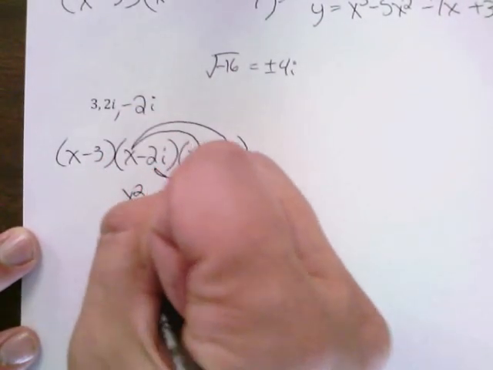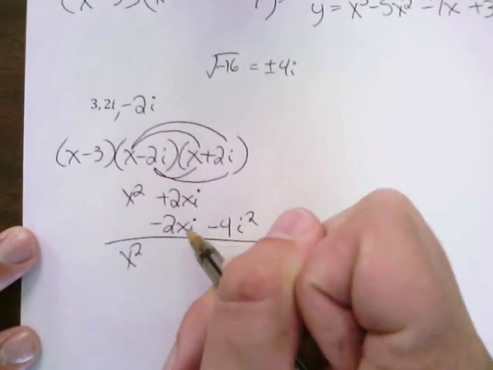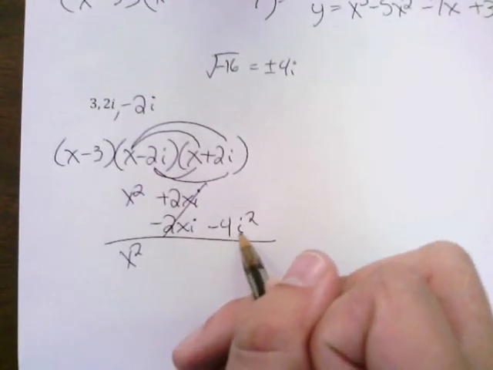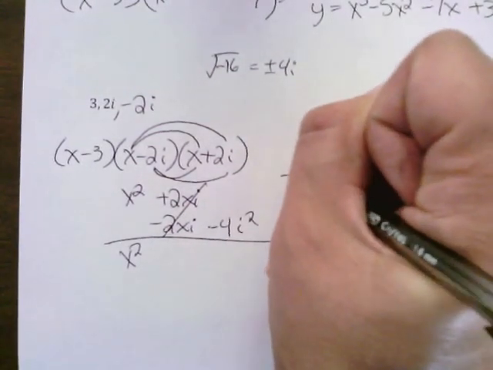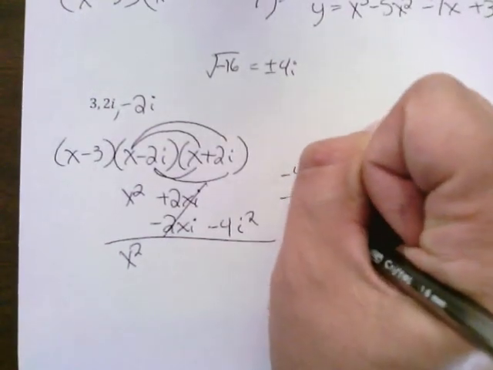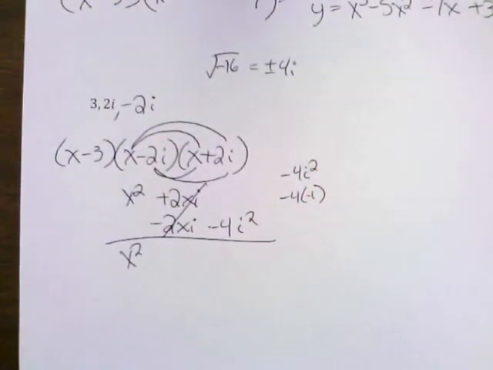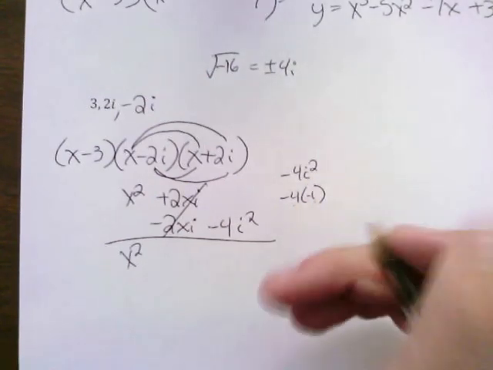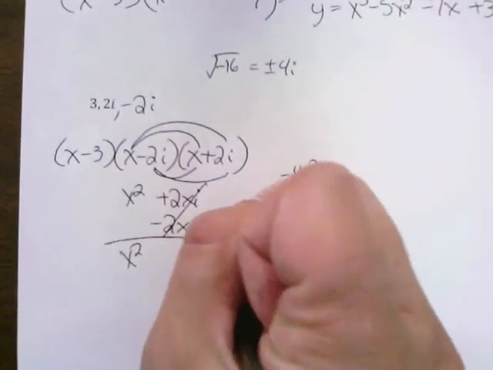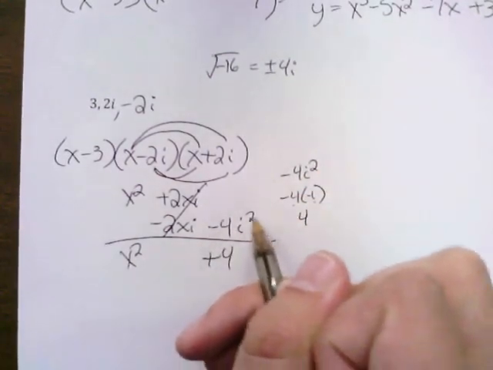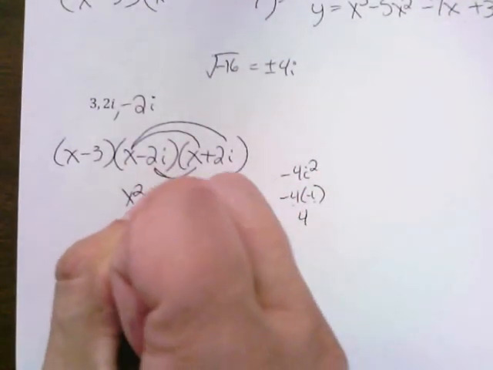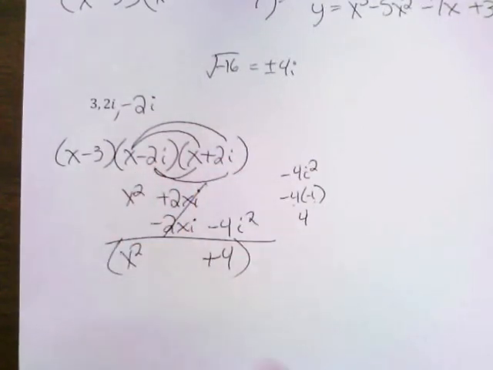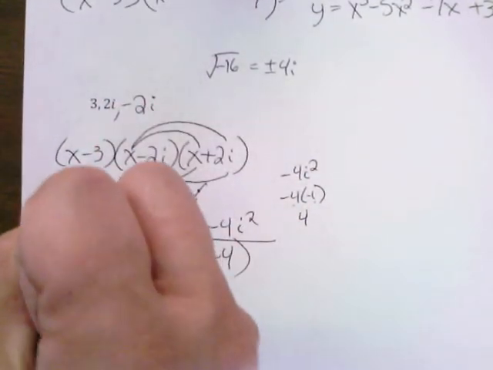Same deal, combine like terms. X squared comes down. 2xi and negative 2xi eliminate. Now this one's a little bit tricky, negative 4i squared. Remember, when you have an i squared, that's the same thing as negative 1. So instead of having negative 4 times i squared, you really have negative 4 times negative 1, which is positive 4. So negative 4i squared becomes positive 4. So that's my result of multiplying these back two parentheses together. Still need to multiply by that x minus 3.